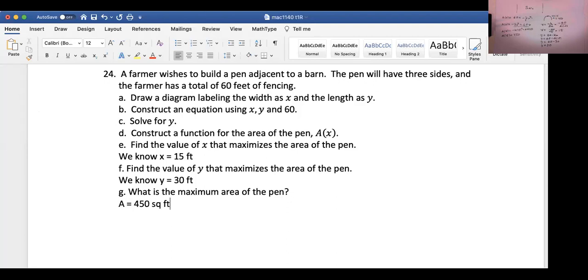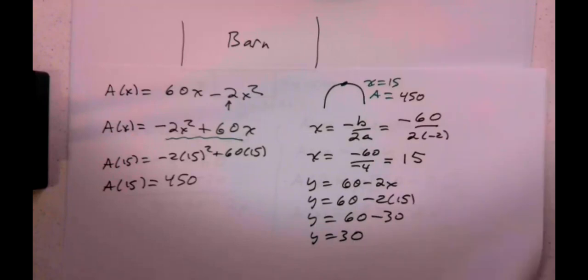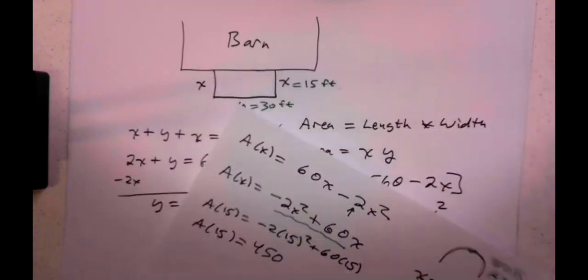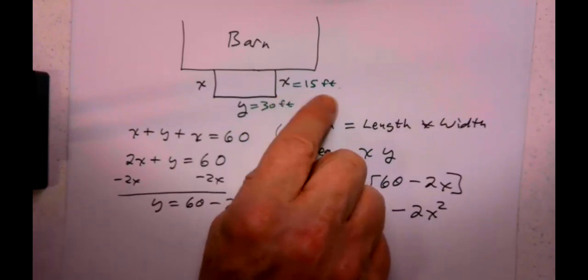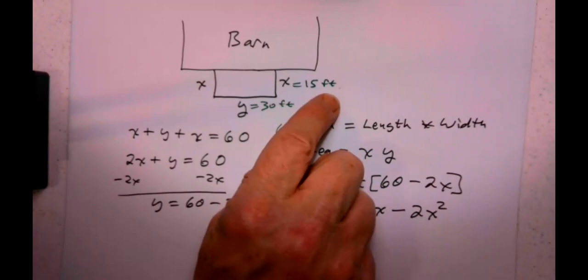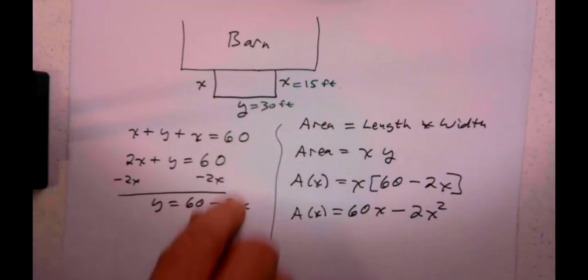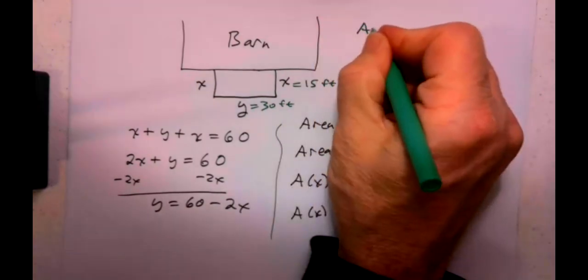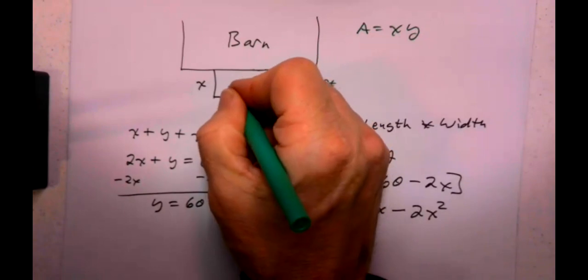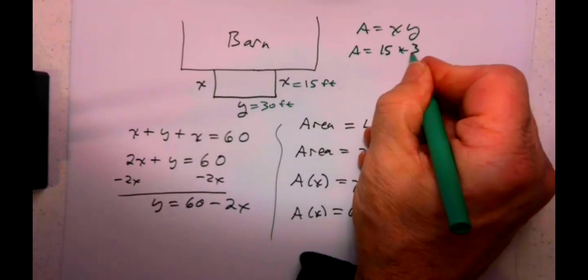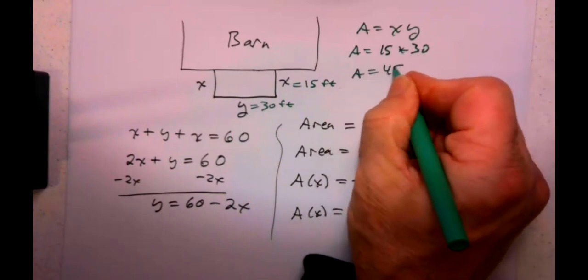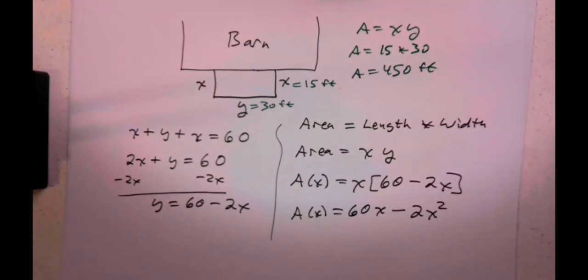Now, there's another way I could have gotten that. Remember, we said here that the X value that gave us the maximum, the vertex of our function, was 15, and we said the Y value was 30 when we did 60 minus 2X. Of course, the area is just X times Y. That's the area of a rectangle, length times width. So the area here would be 15 times 30, and again, we get the same answer we had before. Area is 450 square feet.